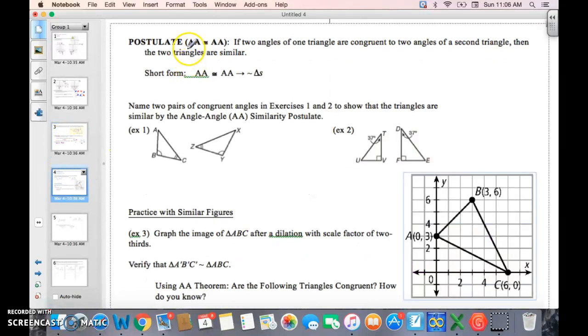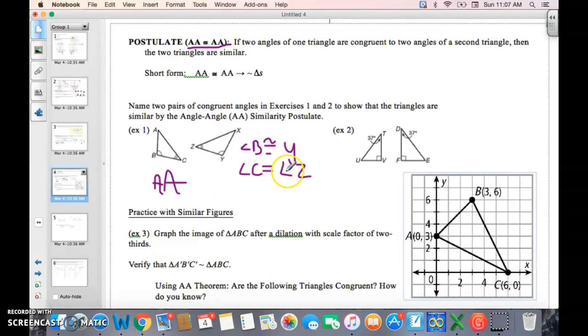Okay, another postulate that we're going to talk about is AA. So if two angles in one triangle are congruent to two angles in the second triangle, you can conclude they're similar. You can't conclude they're congruent, but you can conclude that the two triangles are similar. So if you notice, angle B is congruent to angle Y, and angle C is congruent to angle Z. So then you can say that, yes, this is the angle-angle theorem. So yes, they are similar. You can't say they're congruent, though. We don't know that information.